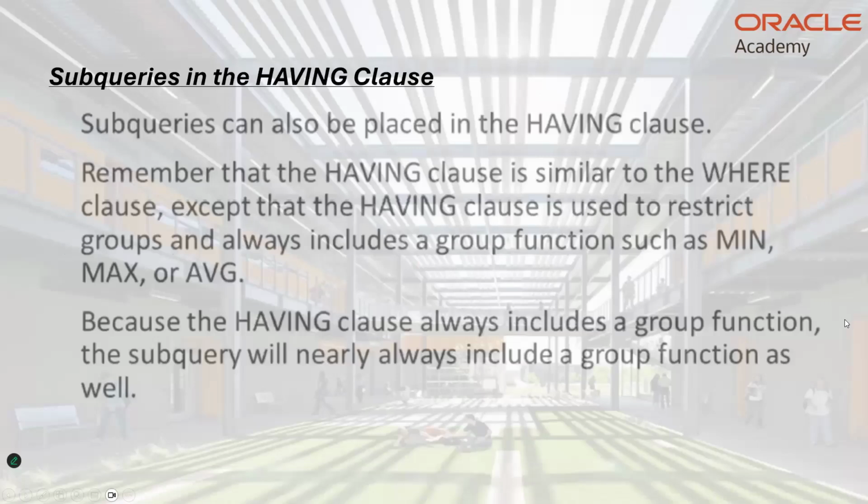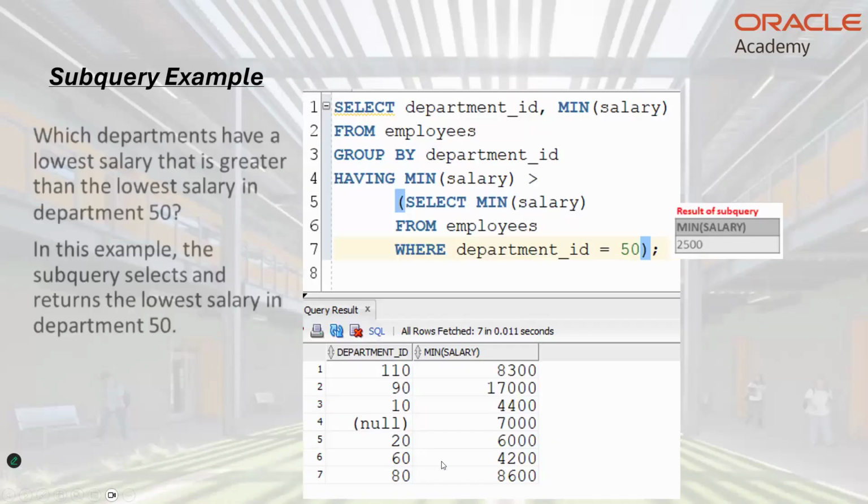Okay. So remember, we had this thing called the having clause that you had to use in place of a where clause. The having clause is similar to the where clause, except the having clause is used to restrict groups, as opposed to single row filtering scenarios. So it's always included with the group functions such as min, max, and so on. So always associate having with group functions. And yes, you can use a subquery as a part of a having clause.